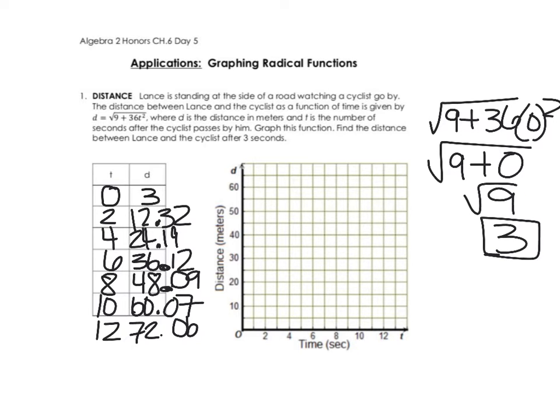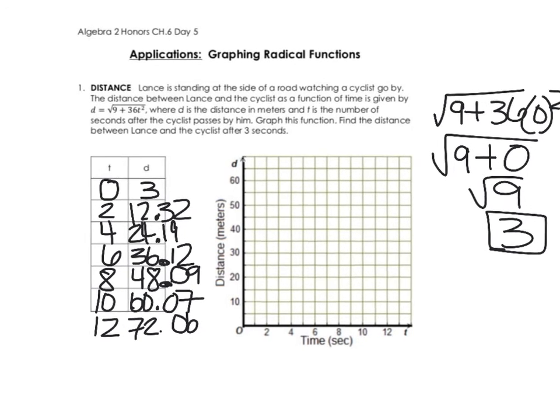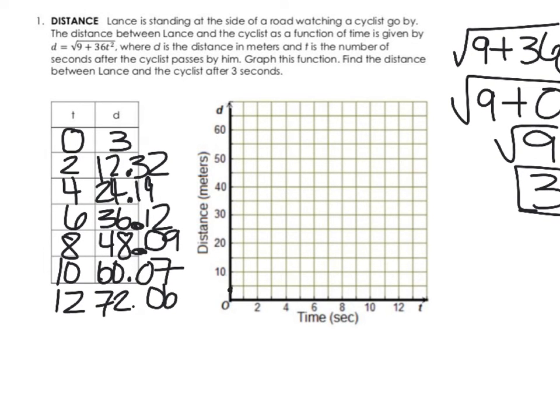All right, so now we're going to graph these points on our graph. So 0, 3 would be right about there. 2, 12.32, right about there. 4, 24.19, right about there. 6, 36.12, right about there. 8, 48.09, right about there. 10, 60.07, and then 12 will be off our graph, but right about there.